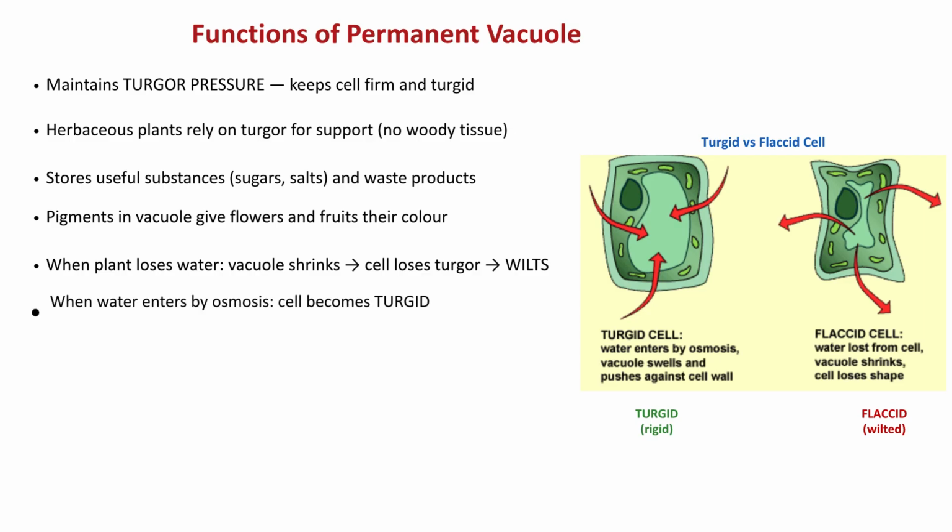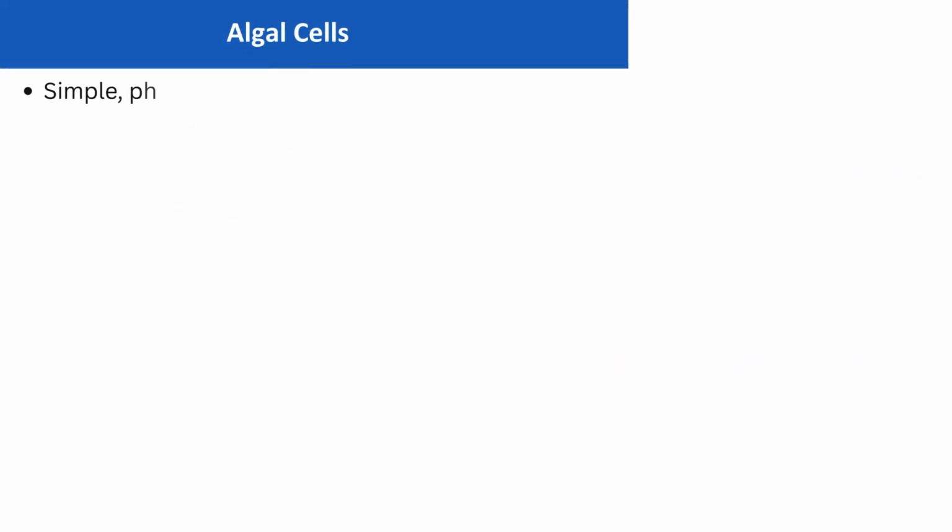When the water enters the cell by osmosis, the vacuole swells and pushes outward against the cell wall, and the cell becomes turgid. So it becomes rigid and firm.